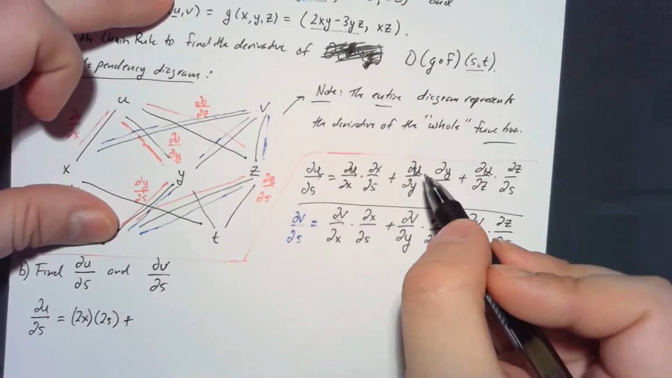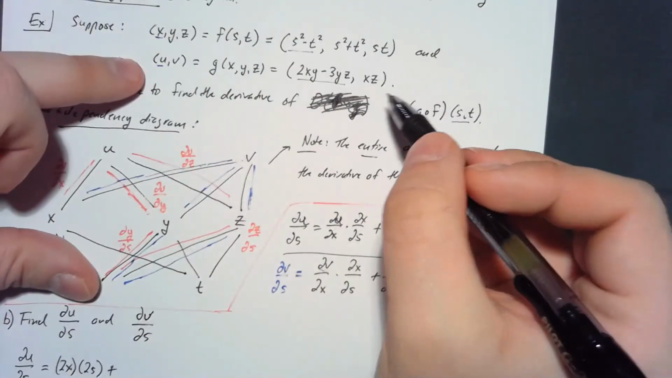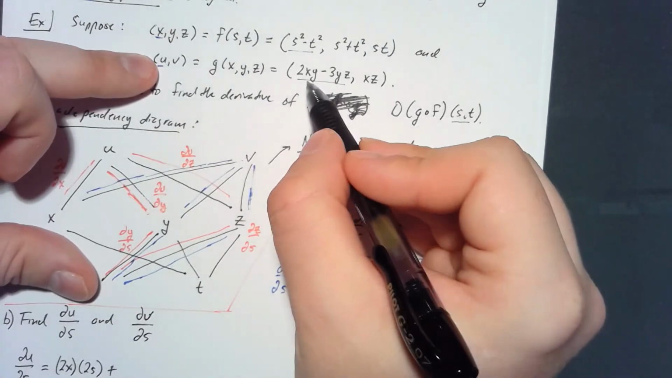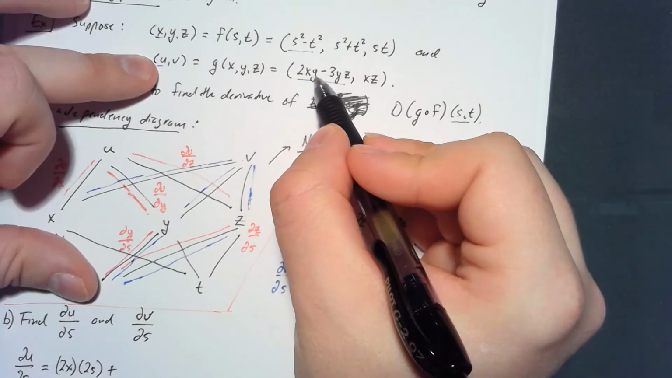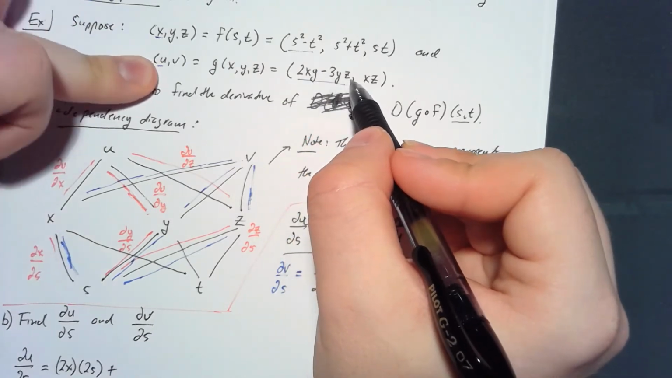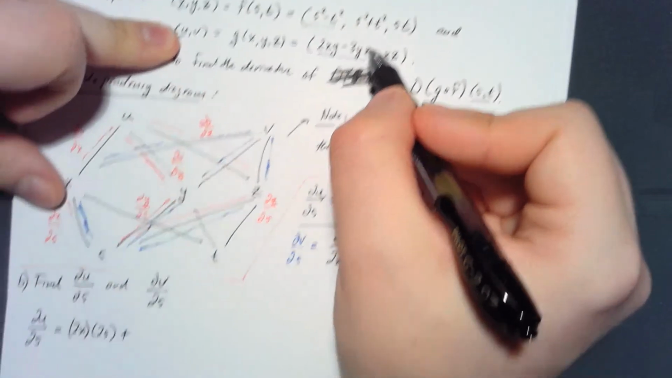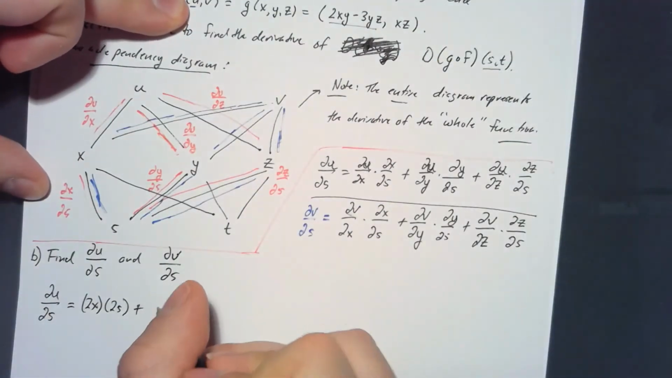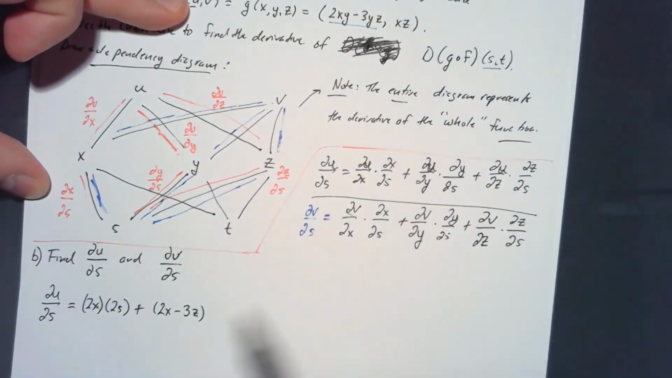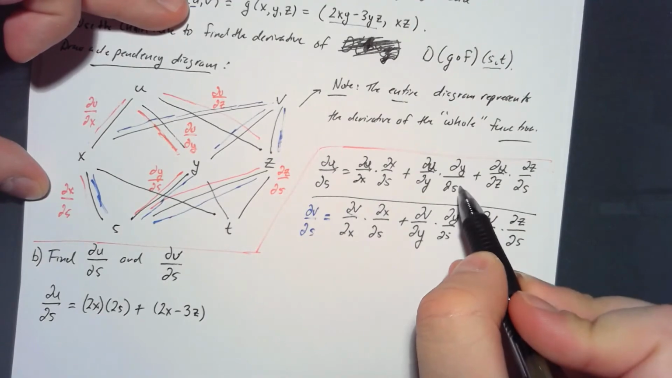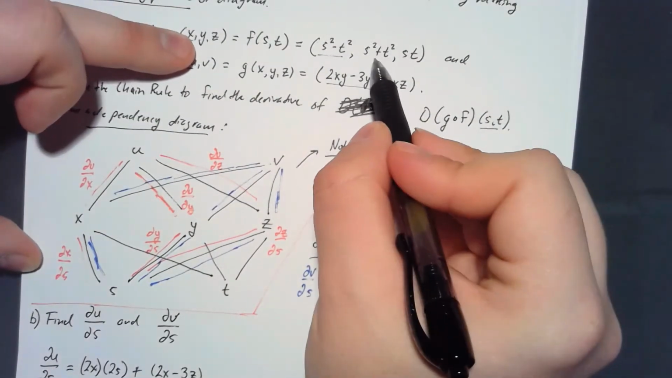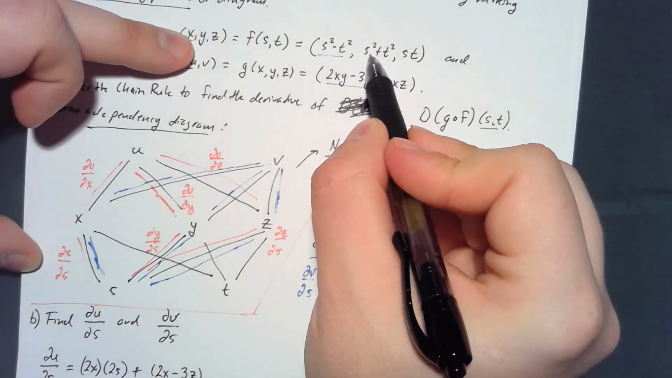Plus du dy. So the derivative of u with respect to y. So this is going to be what? 2x minus 3z. And then you're going to multiply that by dy ds. So the derivative of y with respect to s. So that's just going to be 2s as well, right?